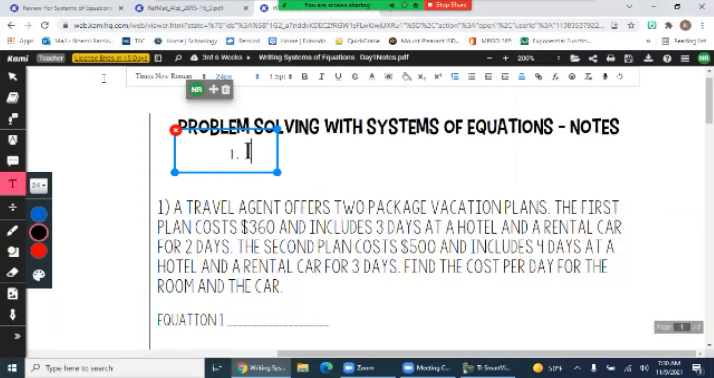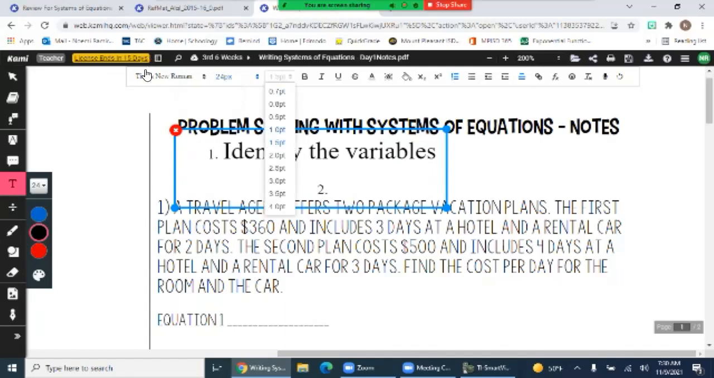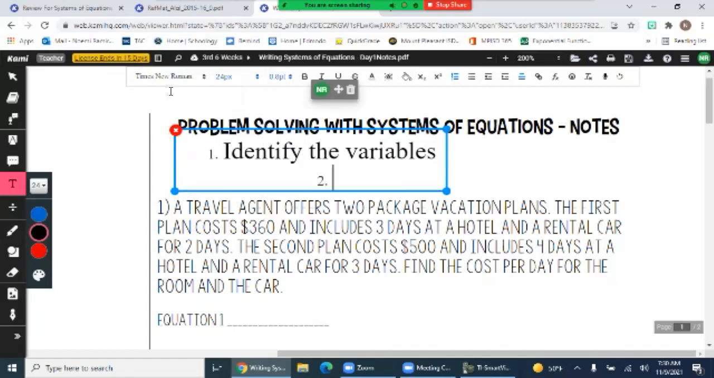The first thing is that you're going to want to read the problem and identify the variables. Find out what two things we're comparing, okay? Find out what two things we're comparing. I need to bring this closer. Okay. And then after that, you want to find the totals.